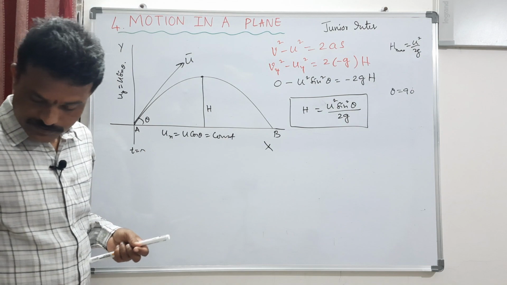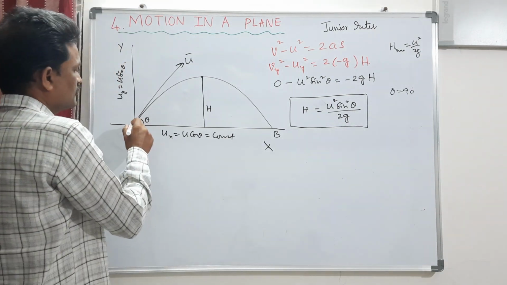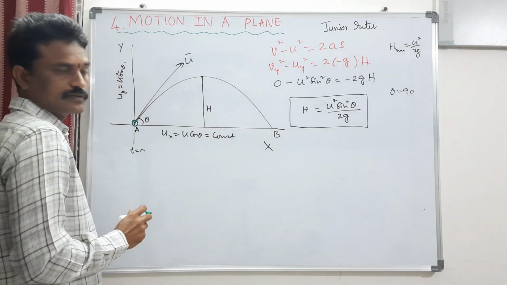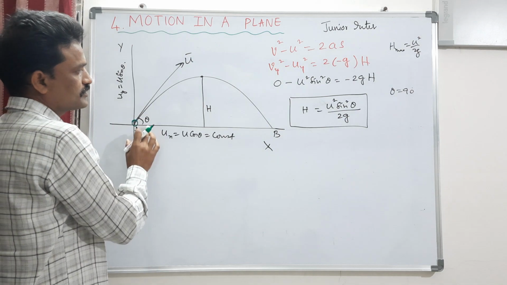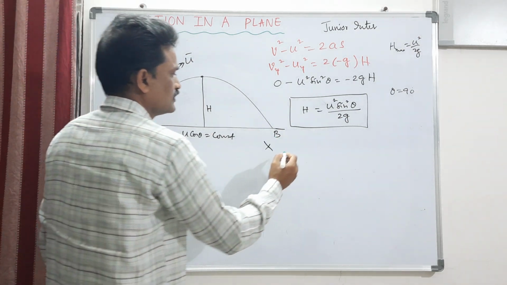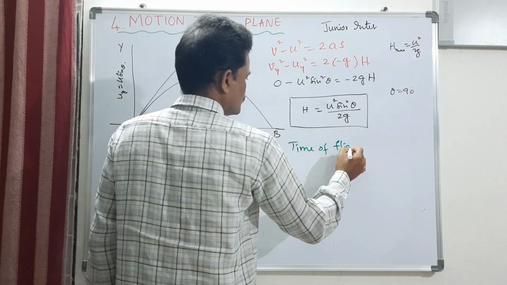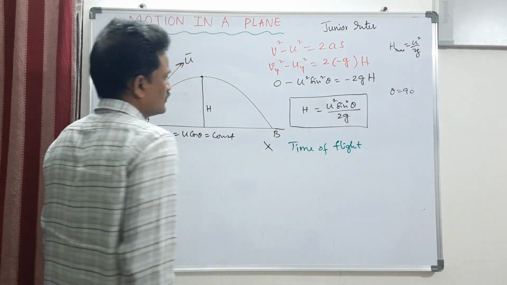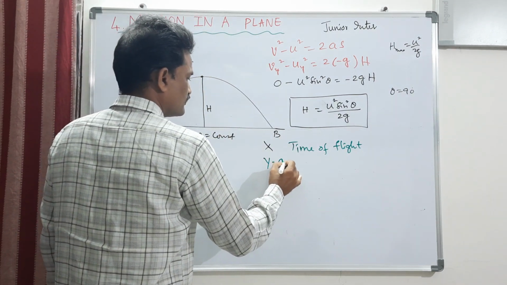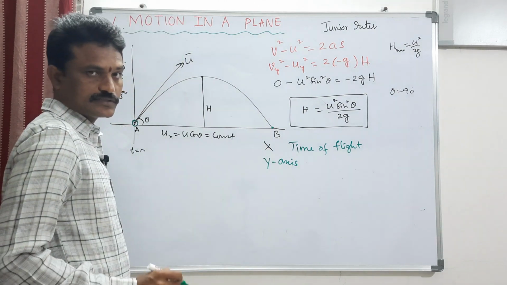And the next one is time of flight. The time taken by the object to reach the ground, that is from A to B. The time taken by the projectile to reach B from point A. This we call time of flight. We can do it in two ways. Even in this case, I consider the motion along the y-axis. At point B, the displacement along the y-axis is 0.